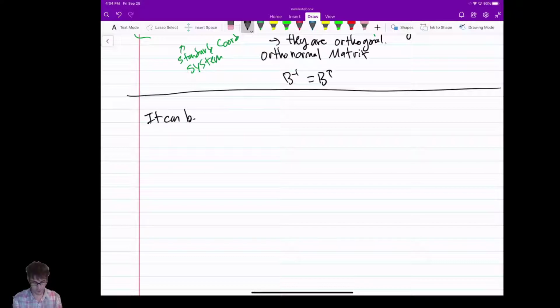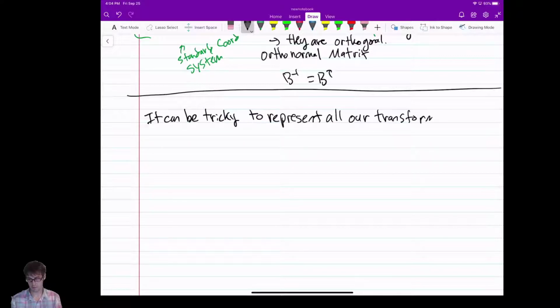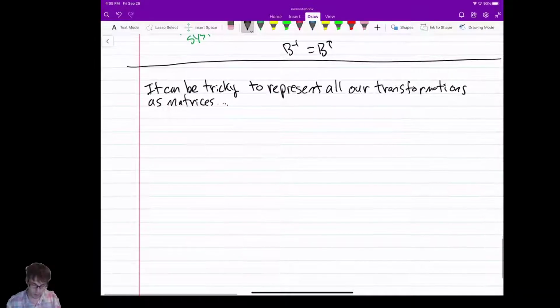It can be tricky to represent all our transformations as matrices, okay? And I'm going to go through them and show you how it works, but it's not obvious. And in fact, we can't do some of them with a standard matrix.